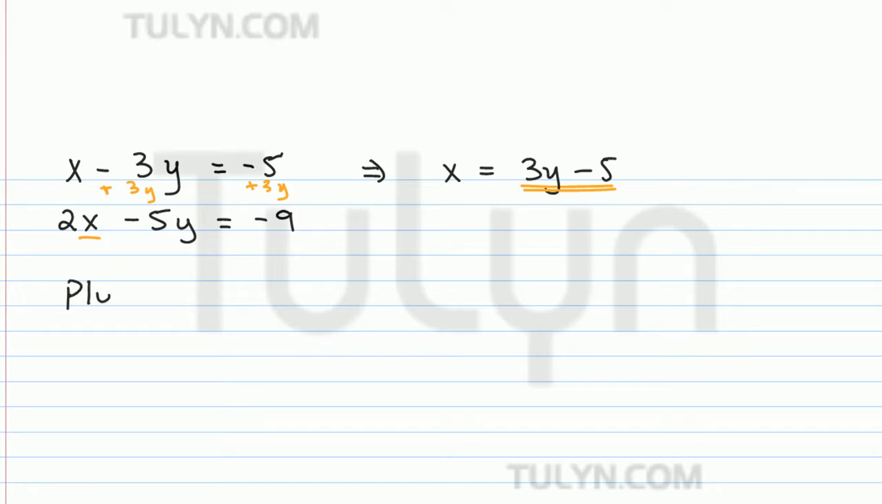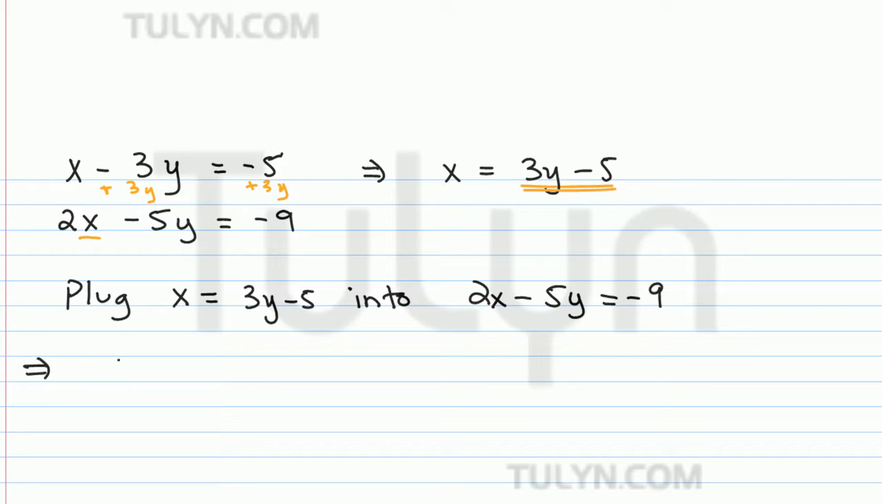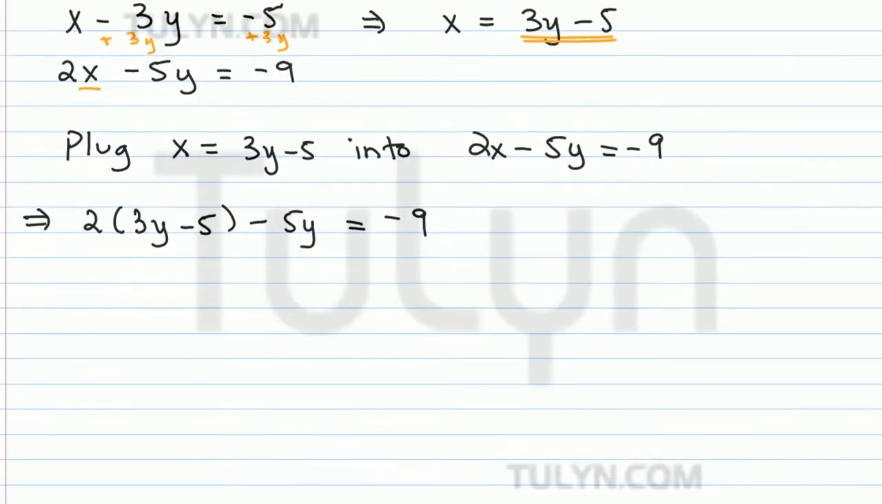So plug x is equal to 3y minus 5 into the second equation, which is 2x minus 5y is equal to negative 9. So let's do that. We end up getting 2 times x, which we've decided is 3y minus 5, and then minus 5y equals minus 9. Now before we simplify it, I want you to notice that the only variables in this equation are just y's. So we managed to reduce this into a linear equation in just one variable, which we are used to solving.